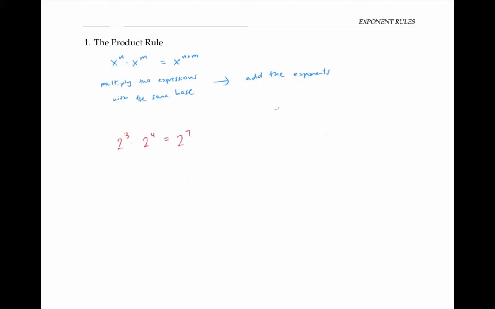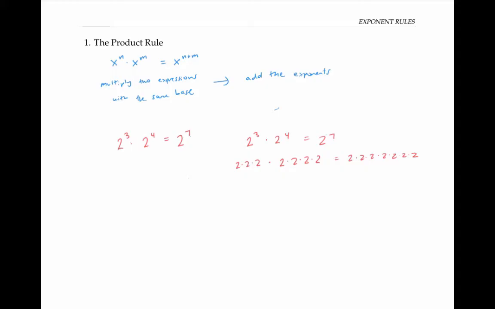And that makes sense because 2 cubed times 2 to the 4th means I multiply 2 by itself 3 times, and then I multiply that by 2 multiplied by itself 4 times, and in the end, I have 2 multiplied by itself 7 times, which is 2 to the 7th. I'm just adding up the number of times it's multiplied in each piece to get the number of times it's multiplied total.